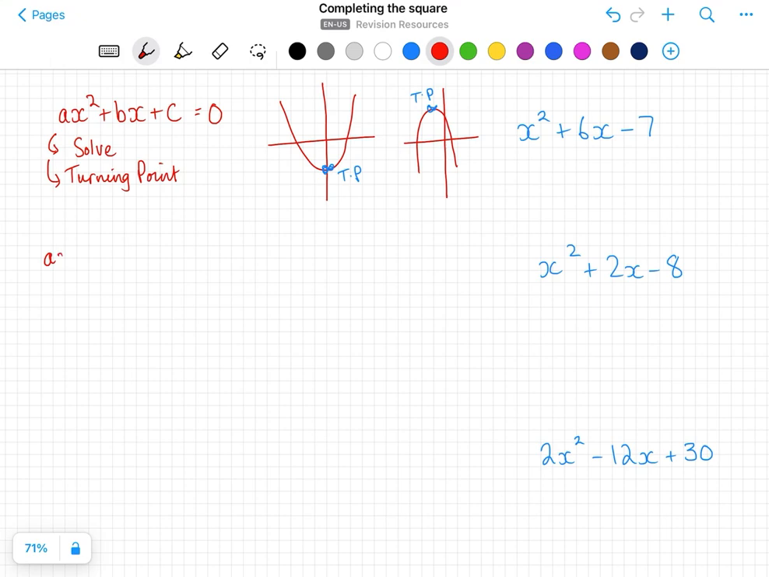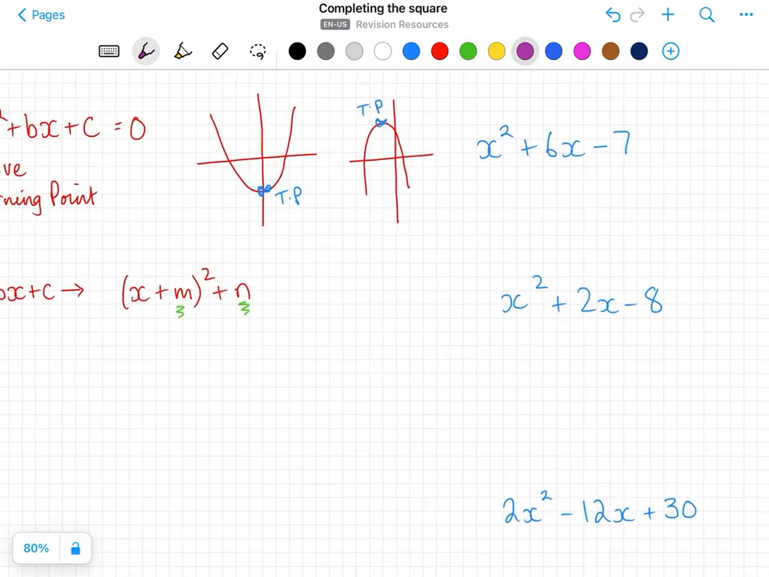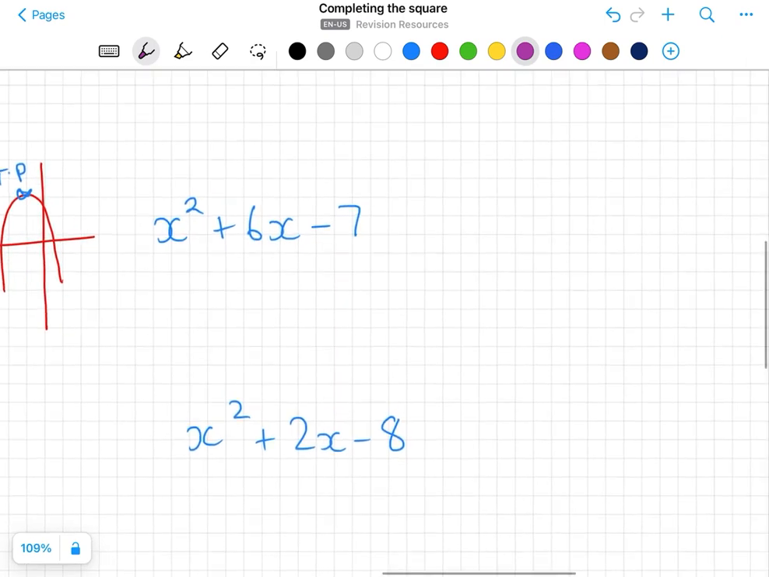In terms of exam style questions, you may not be asked to complete the square. They may ask you to write the equation of your quadratic in the form of (x plus m) squared plus n, where m and n are integer values that you need to work out. Also note that the letters might not be m and n, they could be any letter that the exam board chooses. So let's get into the process of how we complete the square.